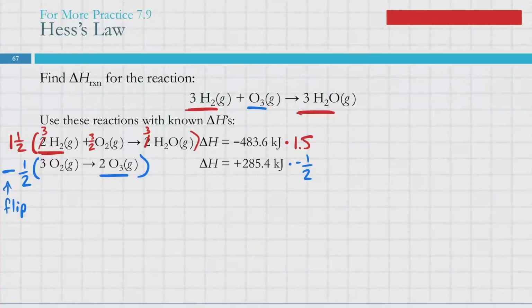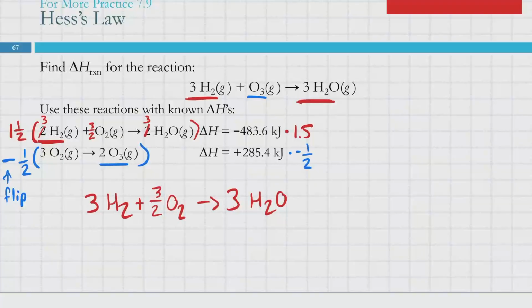Okay, so let's rewrite these after we make those transformations. Our 3H2, our 3 halves O2, our 3H2O for our top equation. For our bottom equation, we flipped it left and right and divided by 2. So on the left side, we would have O3. And on the right side, we've got this 3O2 now divided by 2, so it's 3 halves O2.